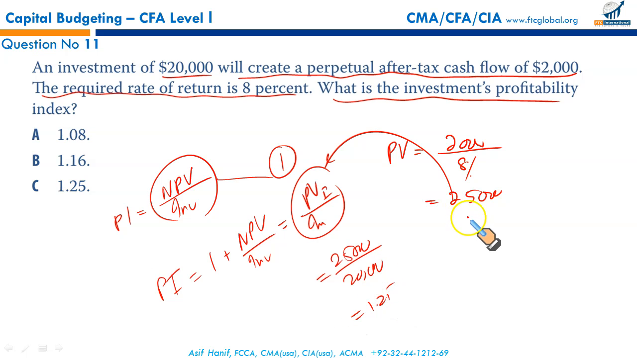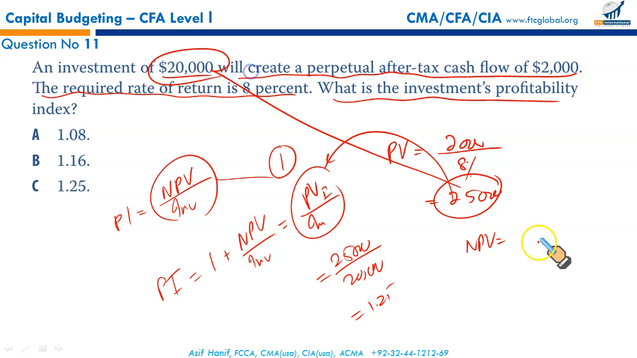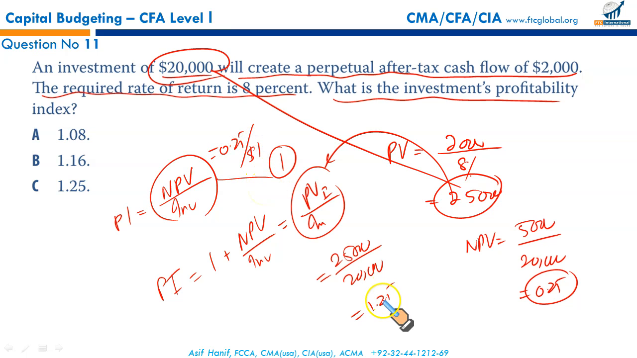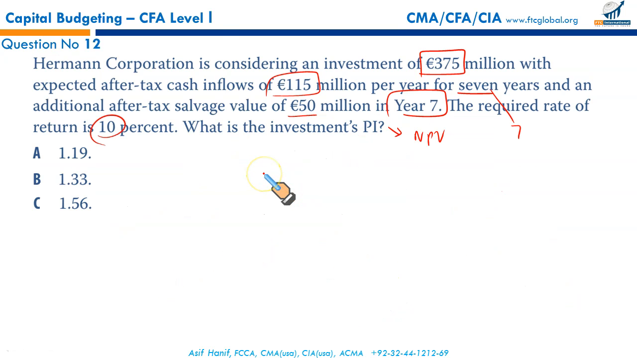Now, if you calculate NPV, that NPV will be 25 less 20, that is 5,000, right? So 5,000 divided by the initial investment will give you 0.25. See, if you use this formula, it will give you 0.25. 0.25 per dollar of investment, it will give you $1.25. So they will differ by $1. That was the point to be learned.